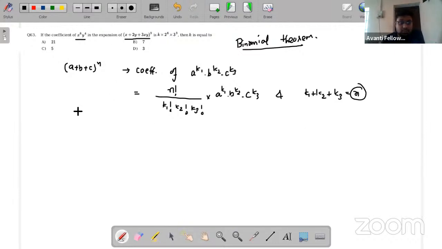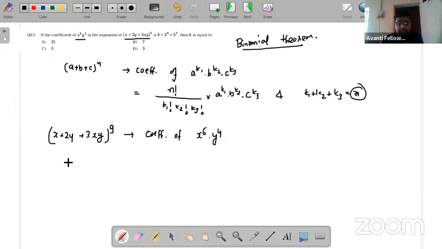So here in this question, the expansion is x plus 2y plus 3xy to the whole power 9, and we have to find the coefficient of x to the power 6 into y to the power 4. Okay.